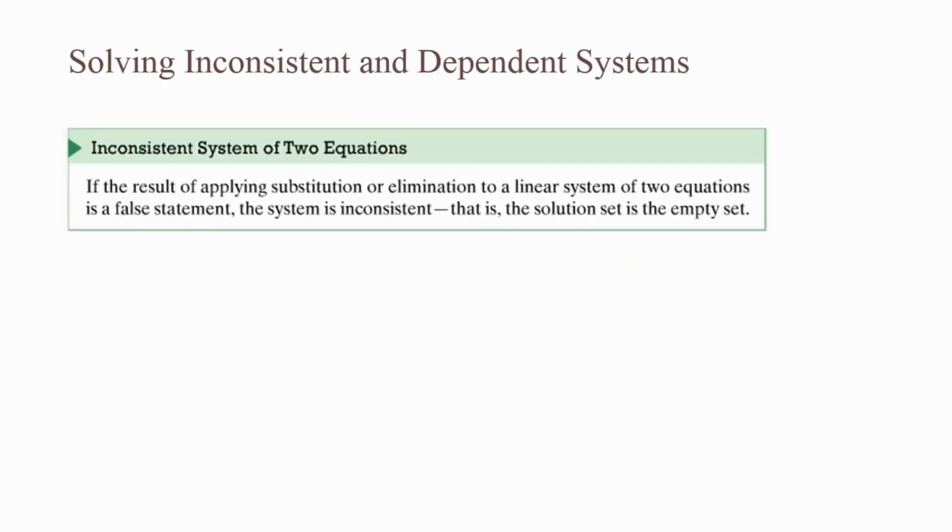Solving inconsistent and dependent systems. Inconsistent system of two equations. If the result of applying substitution or elimination to a linear system of two equations is a false statement, the system is inconsistent. That is, the solution is the empty set.